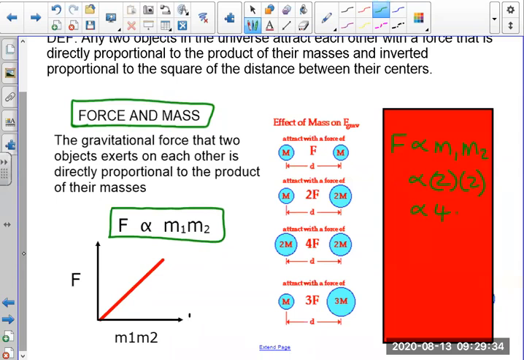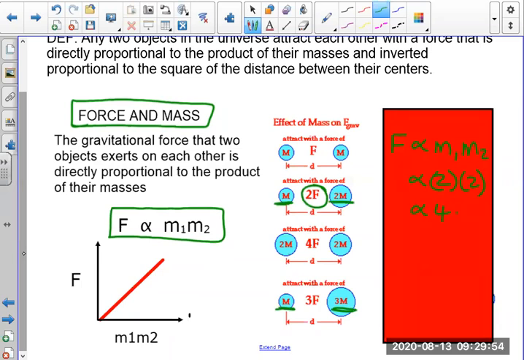Okay. If one mass doubles and the other one stays the same, then I have 1 times 2. So the force is going to be 2 times greater. If I look at this one, the one is 3 times greater, the other one is 1. So it's 1 times 3. So the force is going to be 3 times greater.